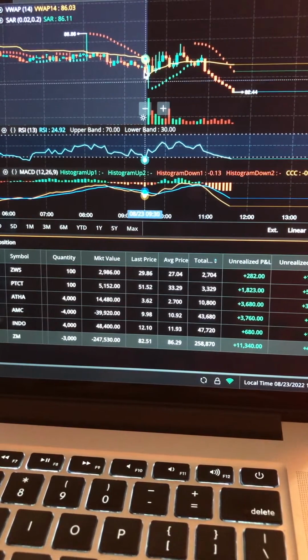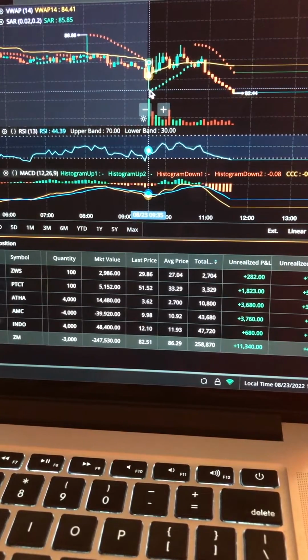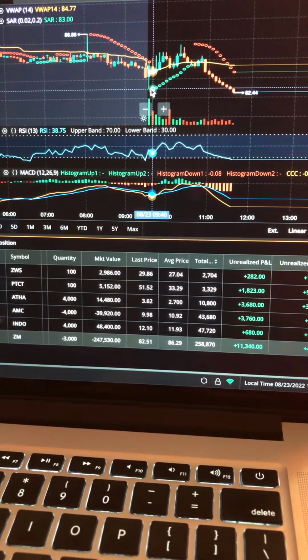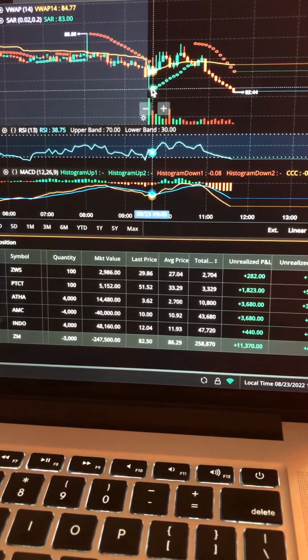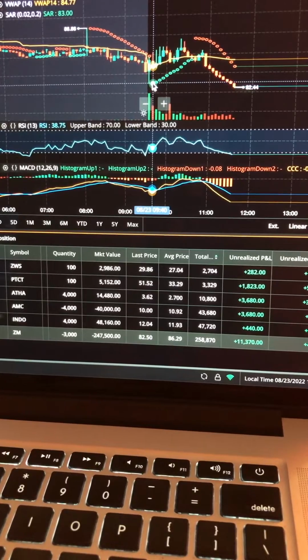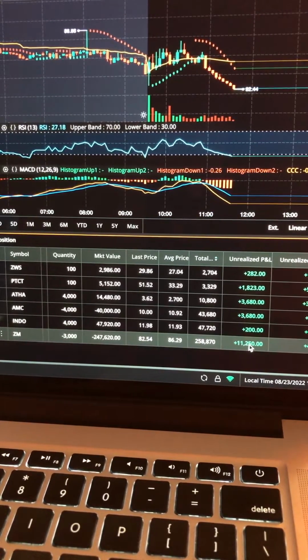Broke onto this, see where it came up here? Boom, left a nice bottom down here. And now just broke through it, 83, okay? Target 82, so we're almost there, 44 cents to go on ZM to the downside, okay? And that's how I'm trading ZM, netting over 11K on ZM.